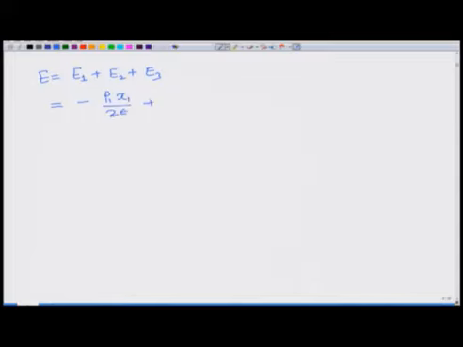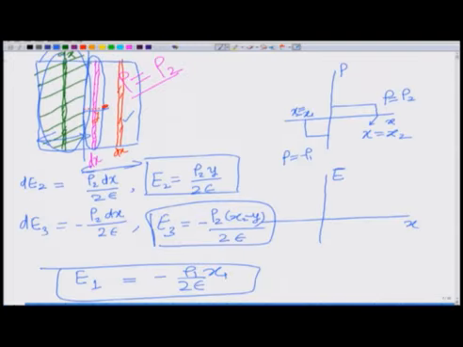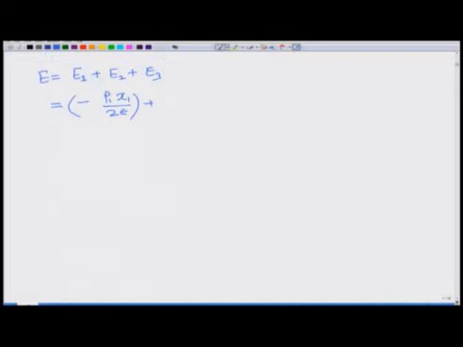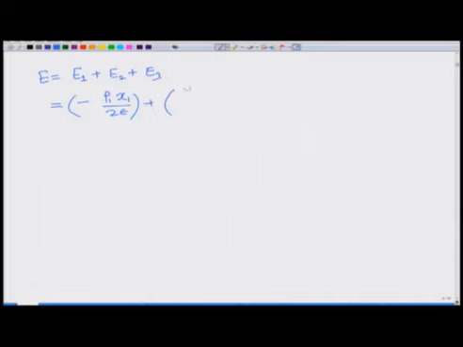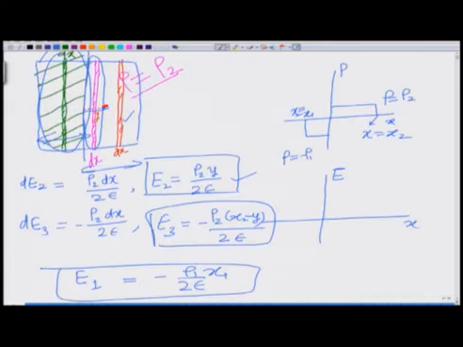Let us see if I have written it correctly. E1 is minus rho 1 x1 by 2 epsilon, correct. Then E2, let us see what is E2. E2 is rho 2 y over 2 epsilon, so plus rho 2 y over 2 epsilon, and then E3. What is E3? E3 is minus rho 2 by 2 epsilon.